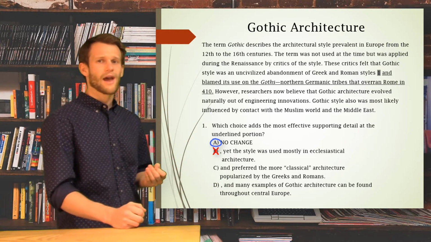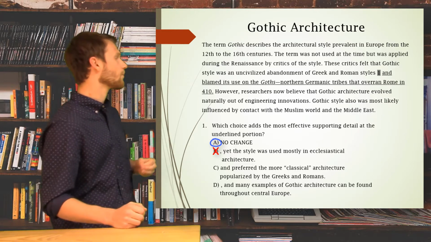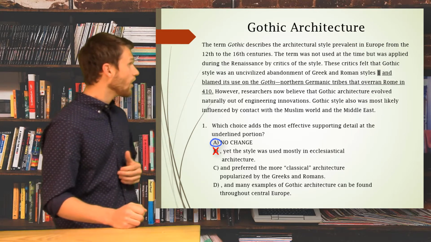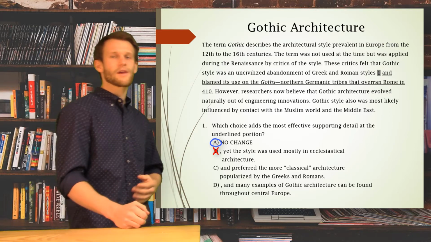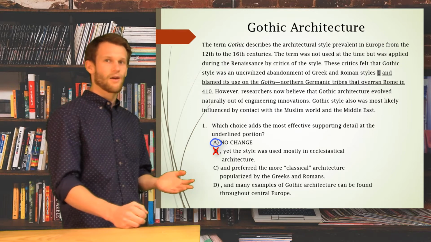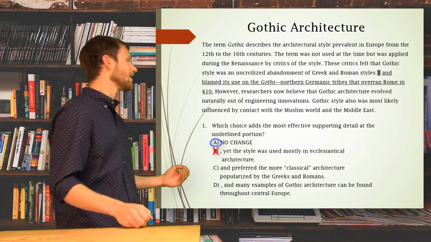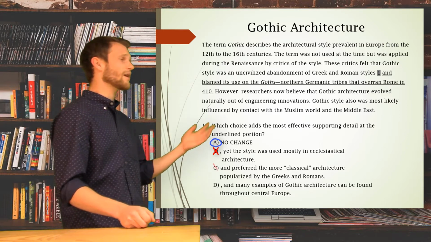So in C, we have "the critics preferred the more classical architecture popularized by the Greeks and Romans." Well, that was implied. We could tell from the earlier sentence, these critics felt that Gothic style was an uncivilized abandonment of Greek and Roman styles. That tells us enough. C is therefore redundant. We could kind of guess C, so we can get rid of it.